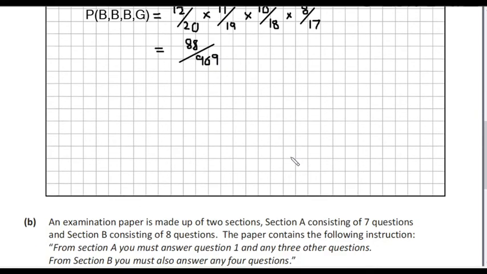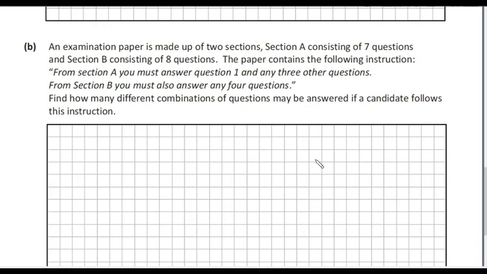That's that part done. Now, in part B of the question, it says an examination paper is made up of two sections, section A consisting of 7 questions and section B consisting of 8. The paper contains the following instructions. From section A, you must answer question 1 and any 3 other questions. From section B, you must also answer any 4 questions. And it wants us here to find out how many different combinations of questions may be answered if a candidate follows this instruction. So the key word there is combinations.